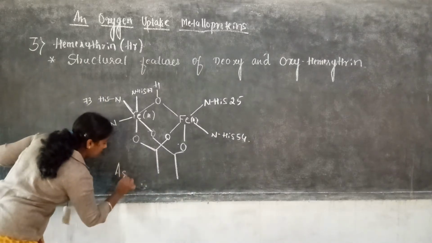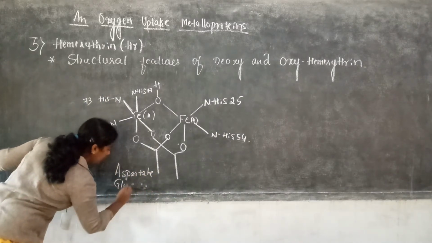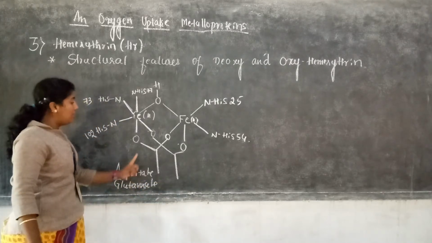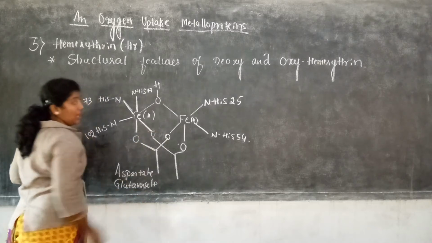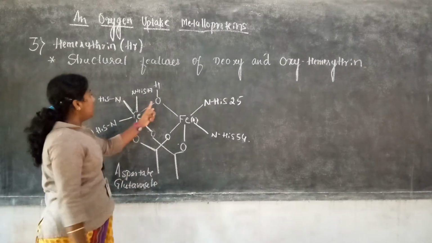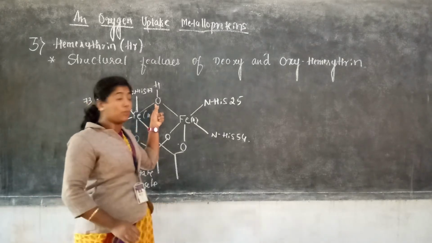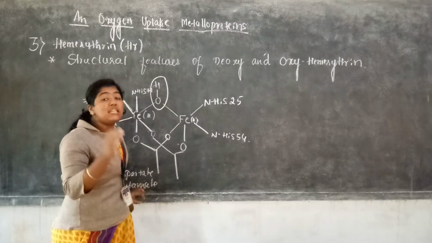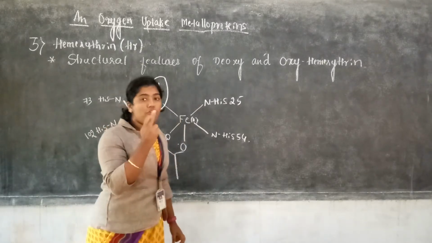Okay, aspartate and glutamate. These two are known as carboxylate groups. So the fourth and fifth sites are coordinated to aspartate and glutamate. Here the sixth site is coordinated to a hydroxyl group. This hydroxyl group acts as a bridging ligand between the two iron centers in the deoxy form of hemerythrin.